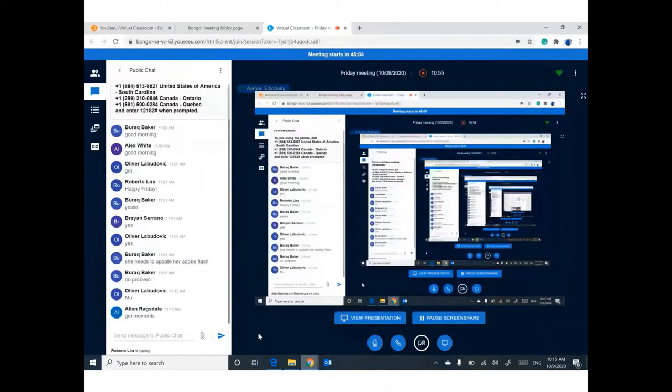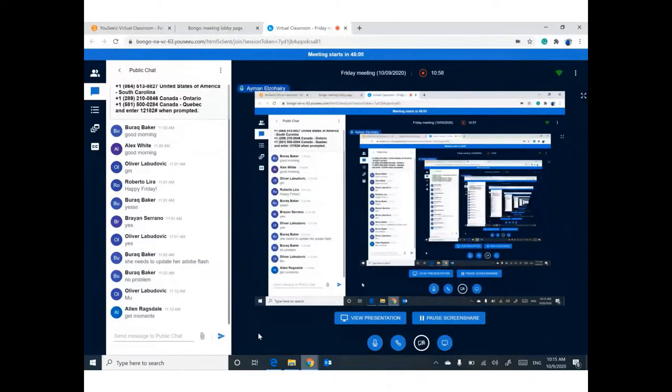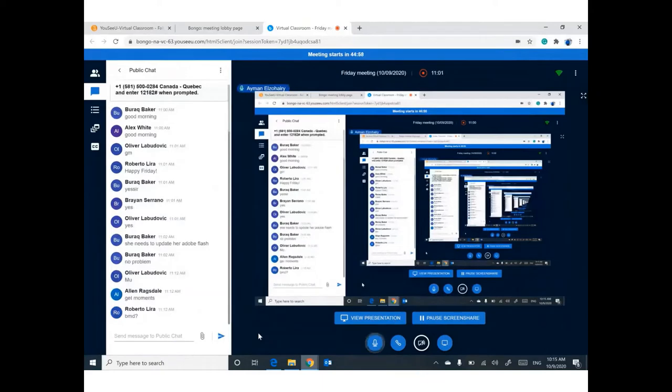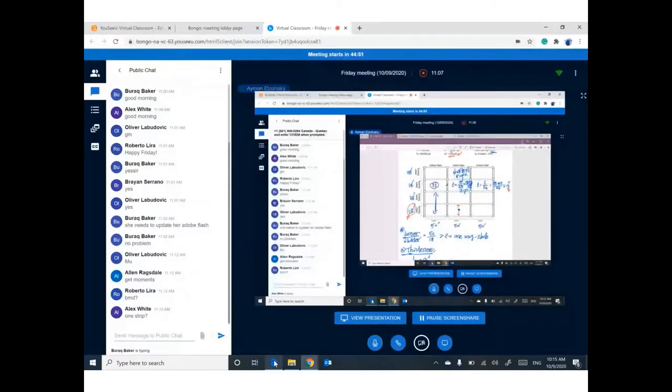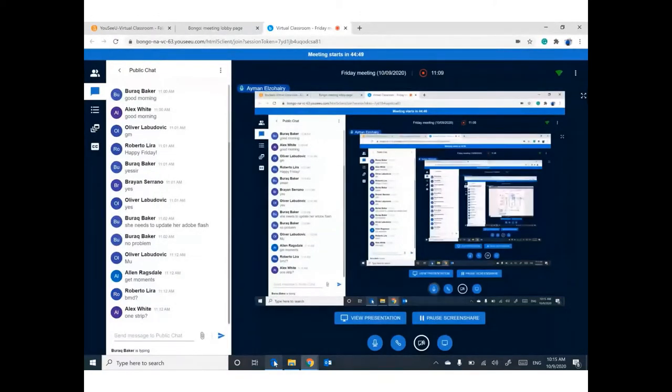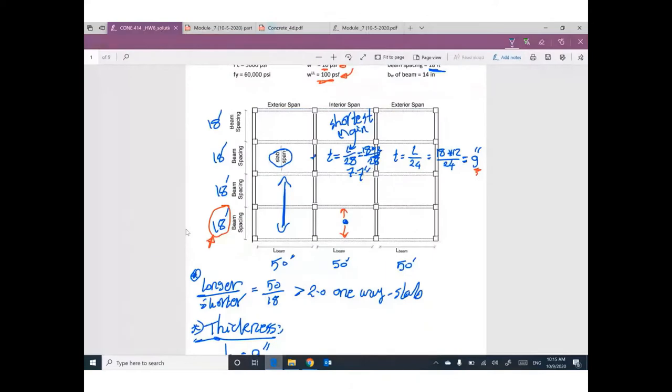Before calculating M ultimate, before drawing the bending moment diagram, I need to take one strip. Yes, I need to take one strip in the main direction, in the shortest direction, and this strip has unit width: 1 foot or 12 inch.